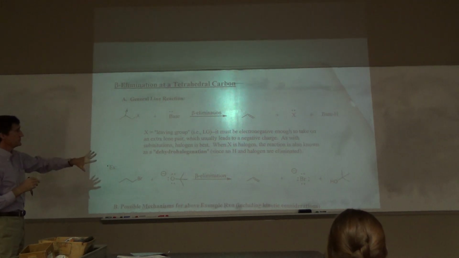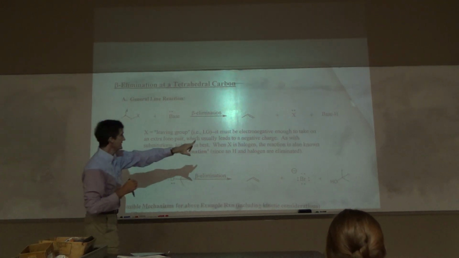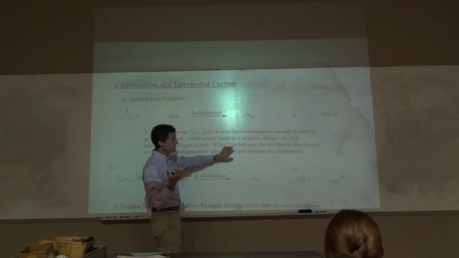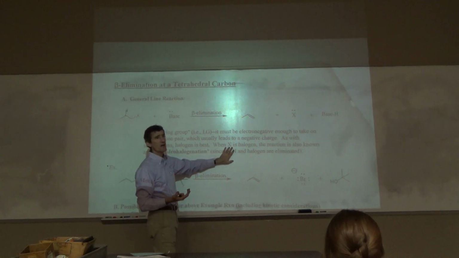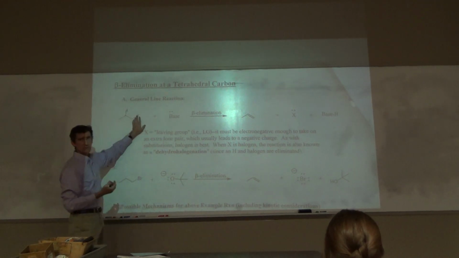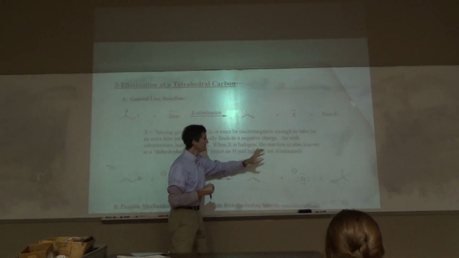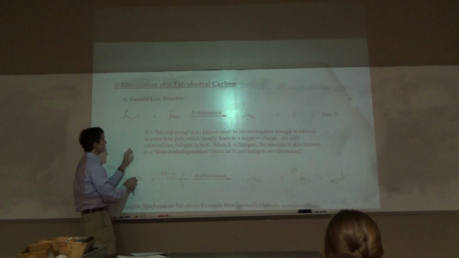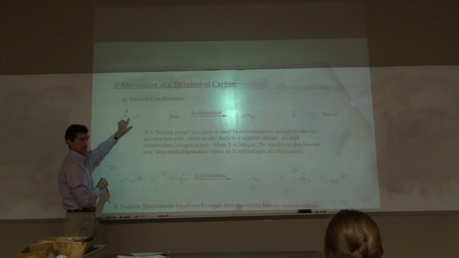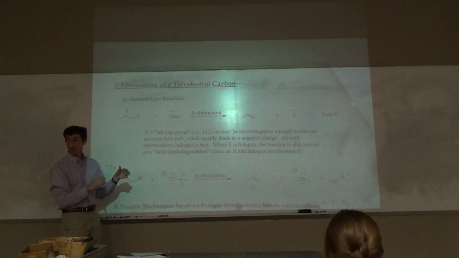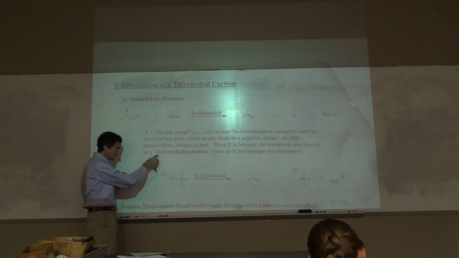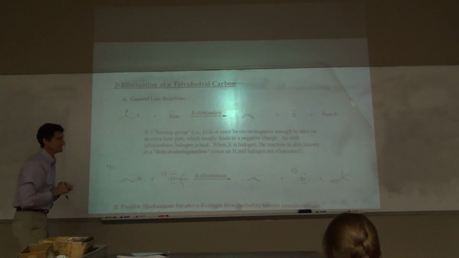Leaving group, we can say something here though. When X is halogen, which is almost most common, although you can have tosylate leaving groups, leaving group considerations are the same here as they were with substitution. But when X is halogen, the reaction is also known as a dehydrohalogenation. Because what are we removing from this molecule? Hydrogen and halogen. So we're doing dehydrohalogenation.